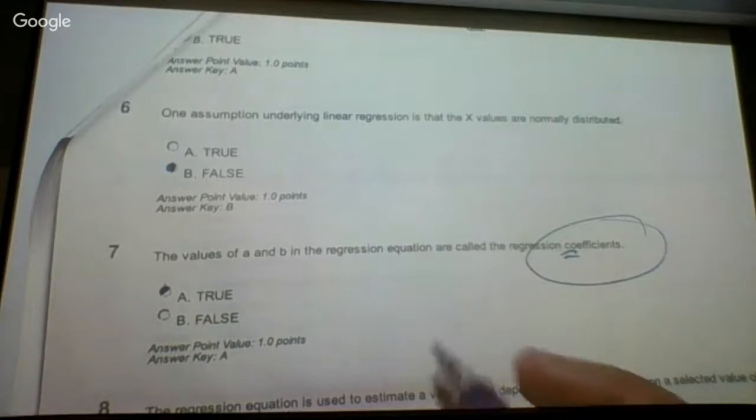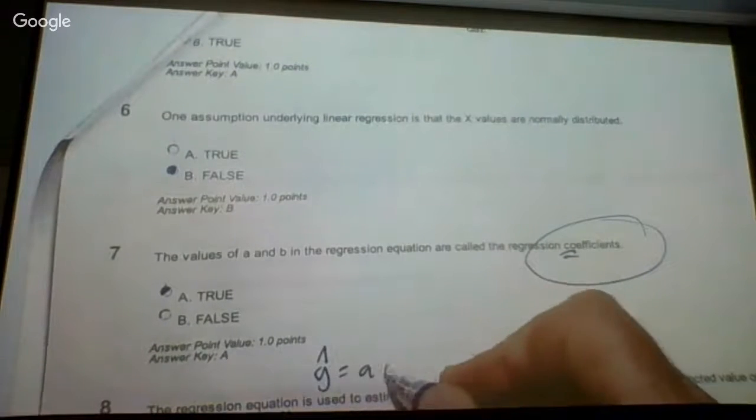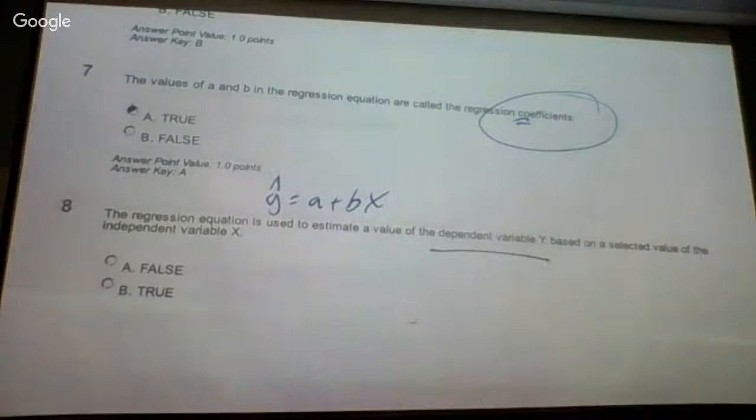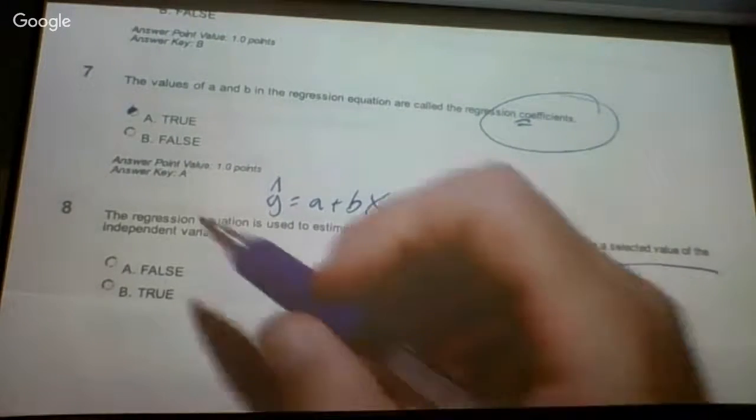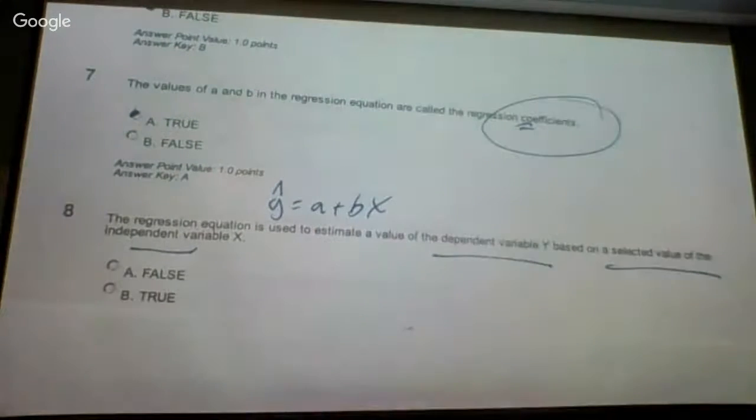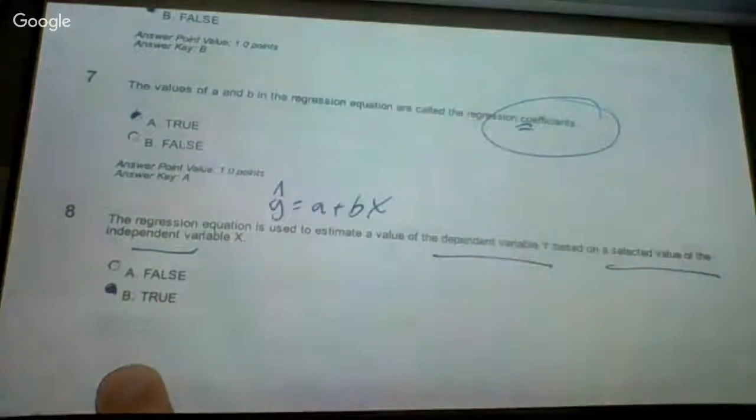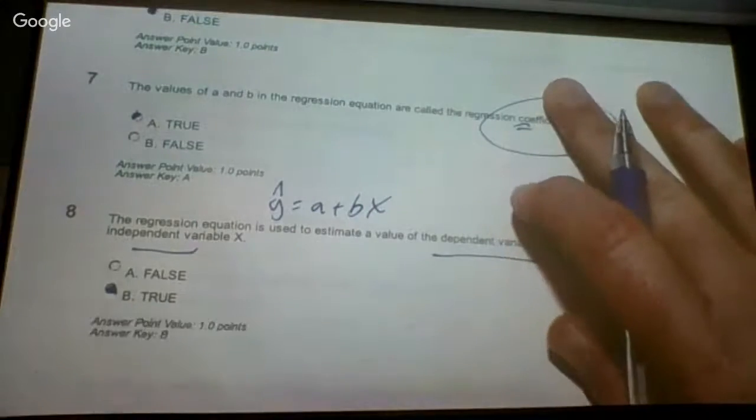8, the regression equation is used to estimate the value of a dependent variable based on a value of the independent variable. Is that what the regression equation is used for? Rachel nods her head yes. Do you agree with Rachel? Alex, do you agree with Rachel? I would agree with Rachel. I would agree with Alex. I would agree with both of you. It's true. 8 down, 93 to go.